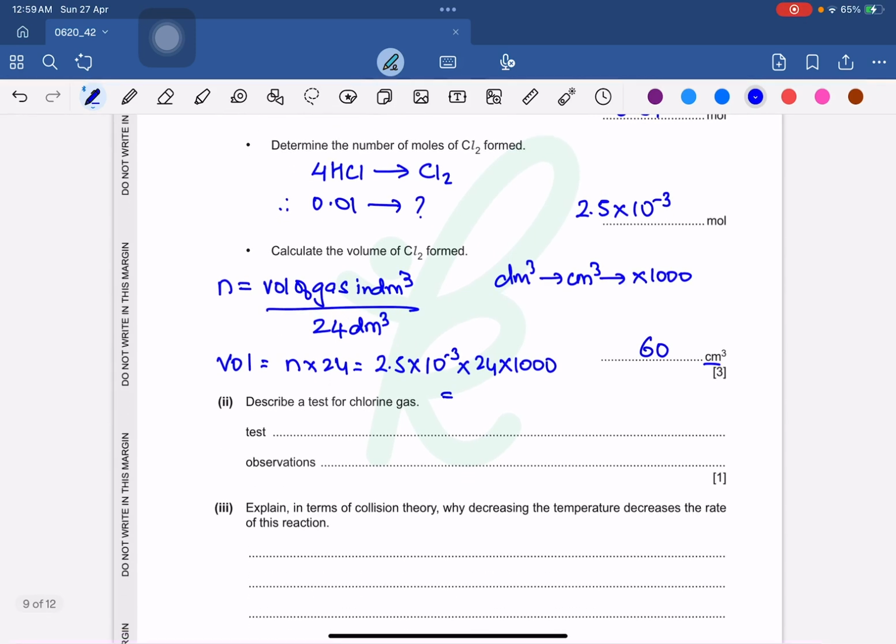Next, describe a test for chlorine gas. Now please remember this point. When it is said chlorine gas, you have to describe the test for the gas and not the test for the chloride ion. So here the test will be damp red litmus, and the observation is it bleaches due to the presence of chlorine.